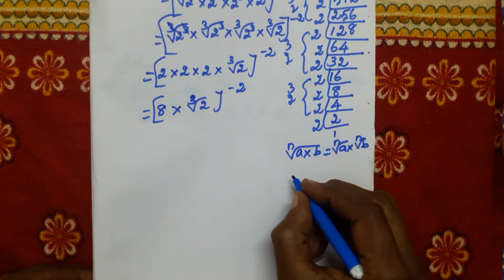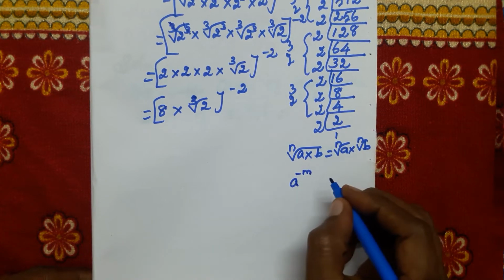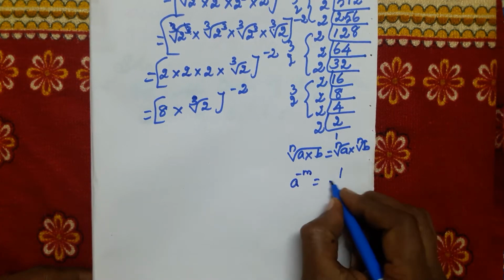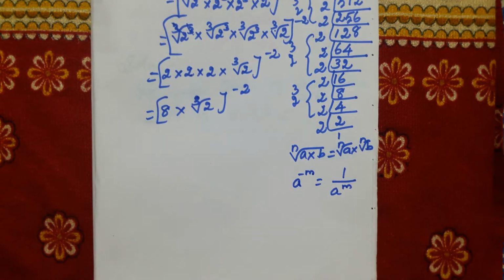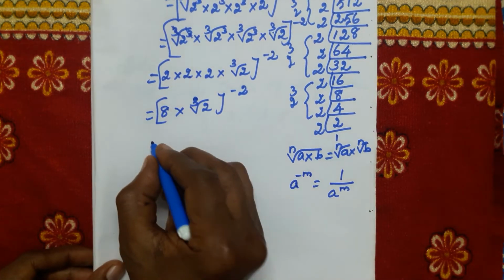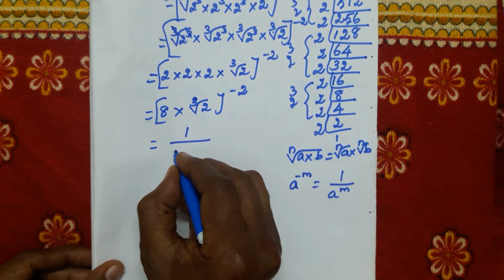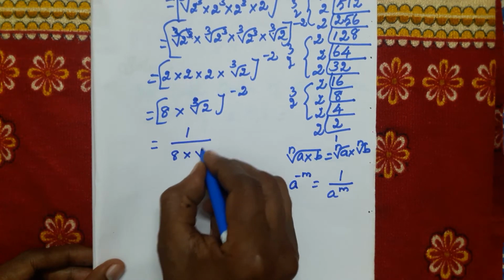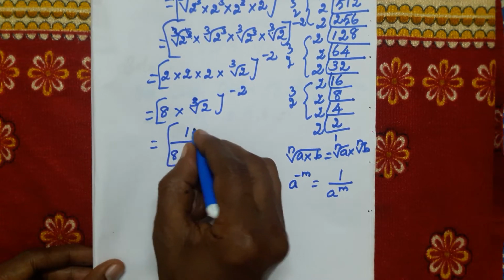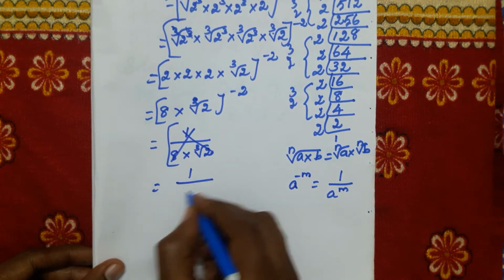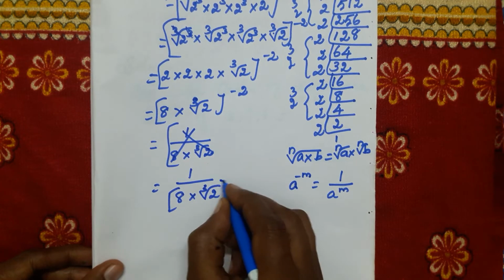Now one property, when we are using the law a power minus m is equal to 1 by a power m. When we are using that, what we are getting? 1 by 8 into cube root of 2 the whole square.